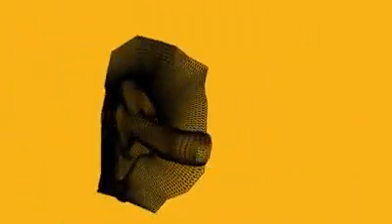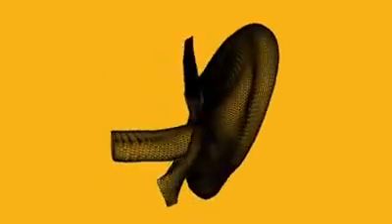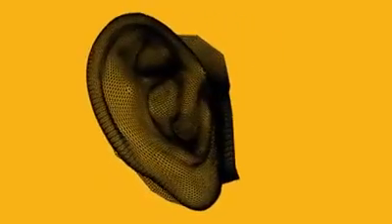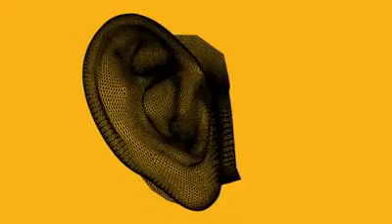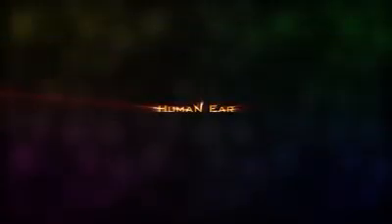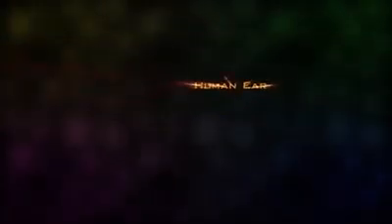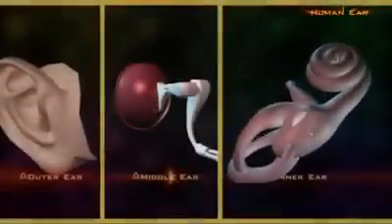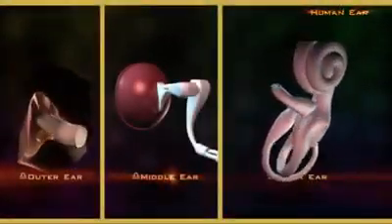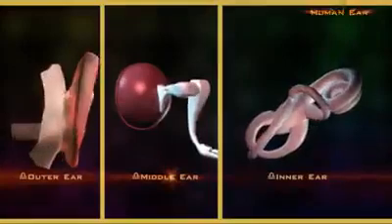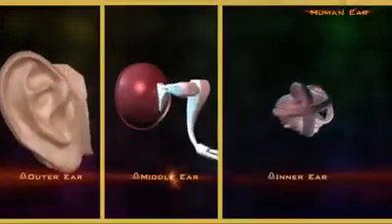We now study the human ear. To decode the whole complicated behavior, we have broken down the ear into three broad parts, namely the outer ear, the middle ear, and the inner ear.